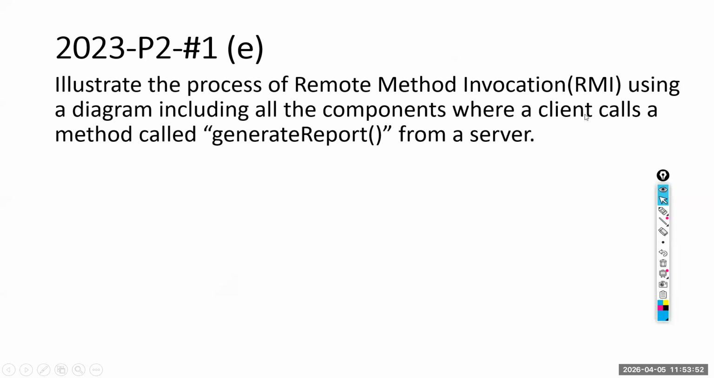All the components where client calls method call generate report. Maybe you can even mention what classes you are going to have. Maybe class called my server. You can have the server interface. Then the interface must have this method. But anyway, they have not asked about the code, right? Just the components, okay? But maybe you can just list down some possible class names, okay? So that you can get the full marks.